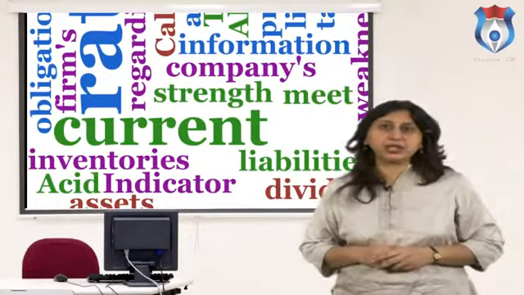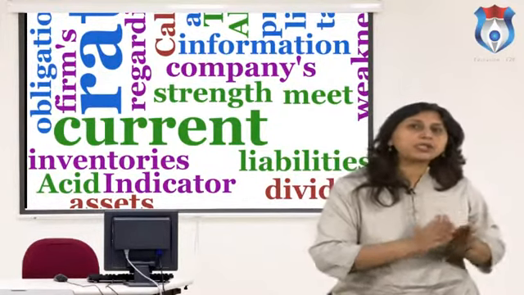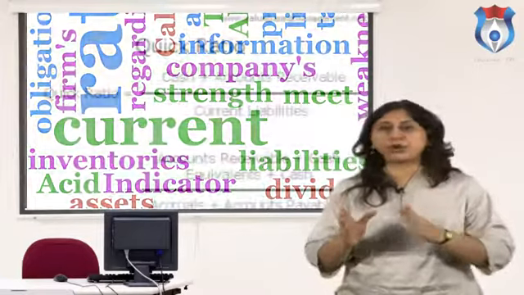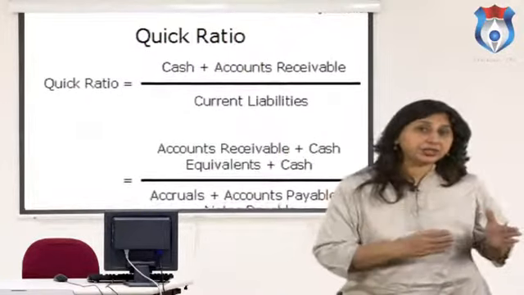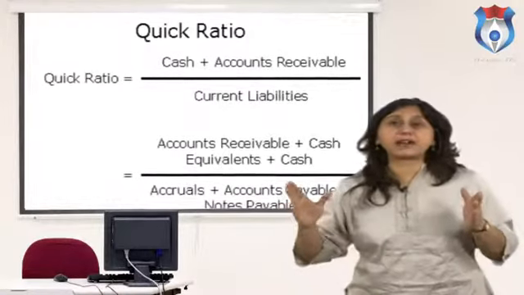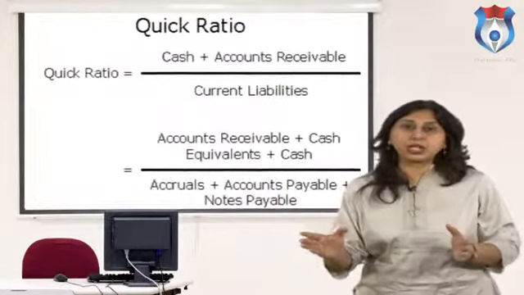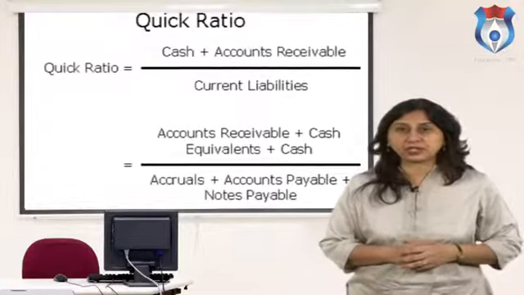Cash ratio. The cash ratio is the most conservative liquidity ratio of all. It only measures the ability of a firm's cash along with investments that are easily converted into cash to pay its short-term obligations.